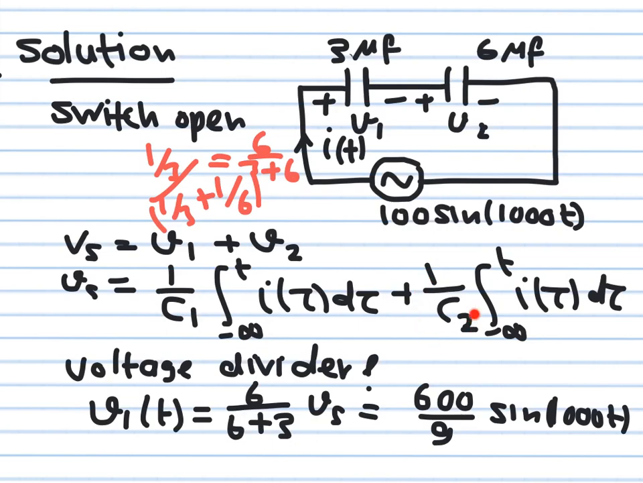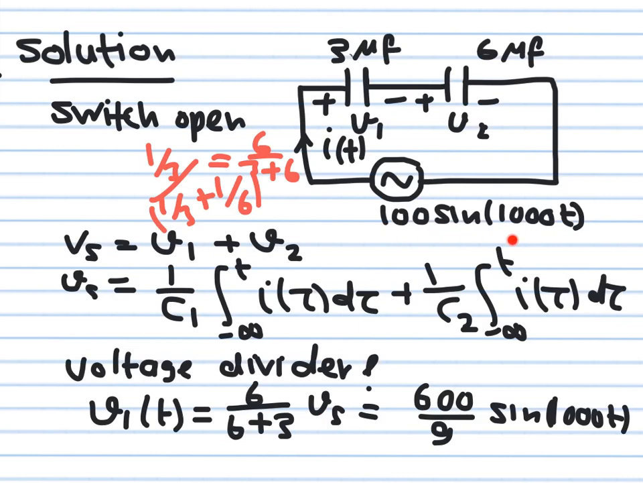R2 has been replaced by 1 over C2. Okay, so the voltage V1 is 6 over 6 plus 3 multiplying Vs. This is 100 sine 1000 t, so this will give me 6 over 9, you multiply by 100, then you get 600 over 9 sine 1000 t. And this will be the value of V1 of t.